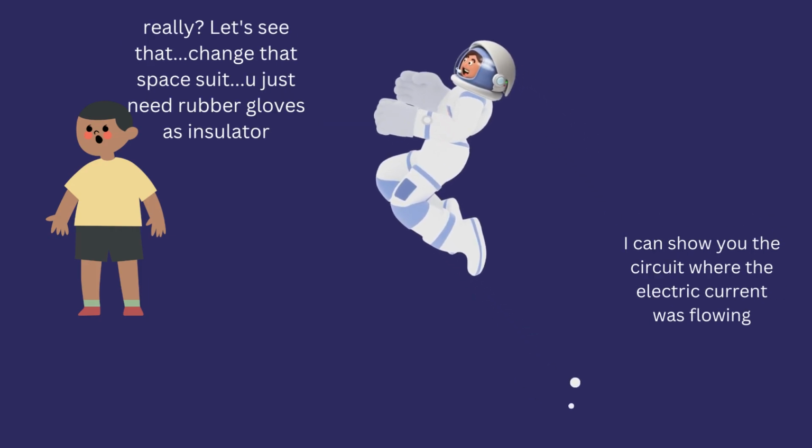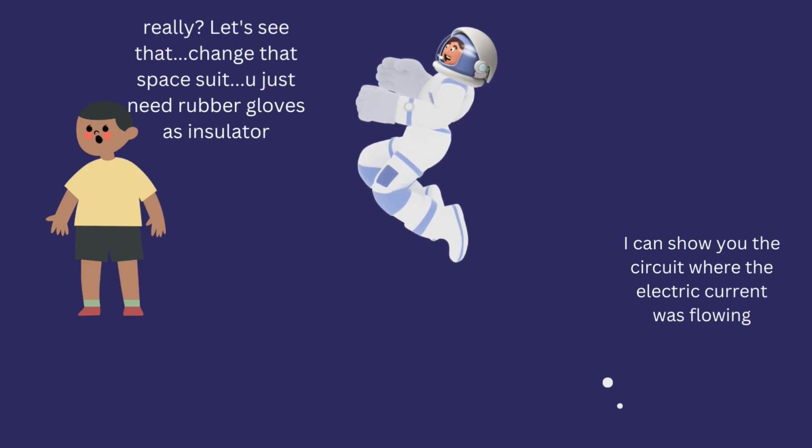I can show you the circuit where the electric current was flowing. Really? Let's see that. Change that spacesuit. You just need rubber gloves as insulator.